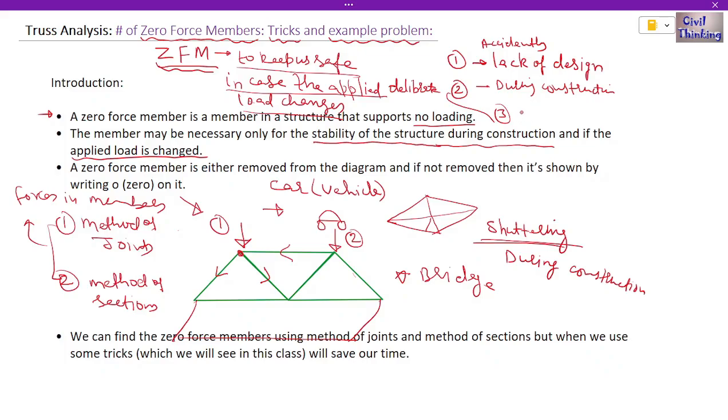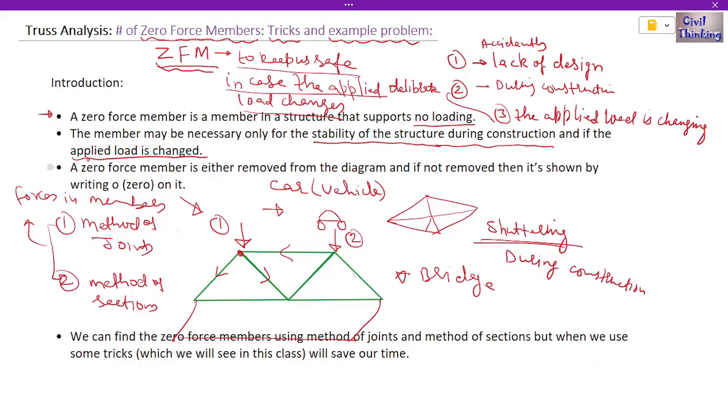Third, when we know the applied load is changing. There might be other reasons too why we keep a zero force member, or there may not be. Now I have a question for you. Do you know any reason why there should be a zero force member? If you know, please comment.